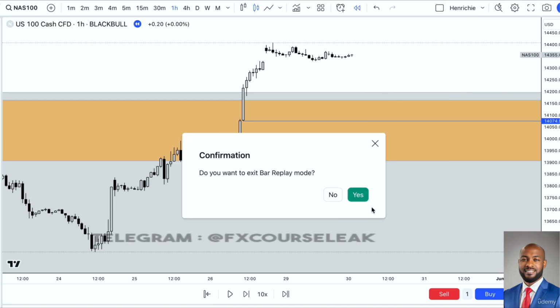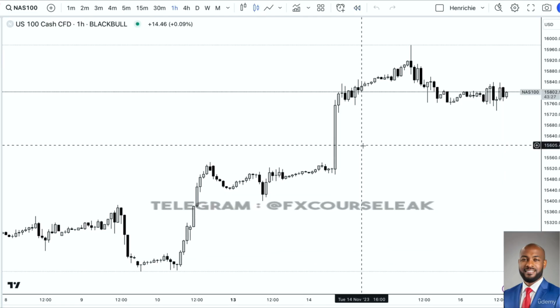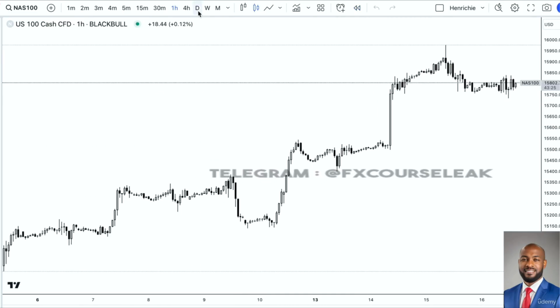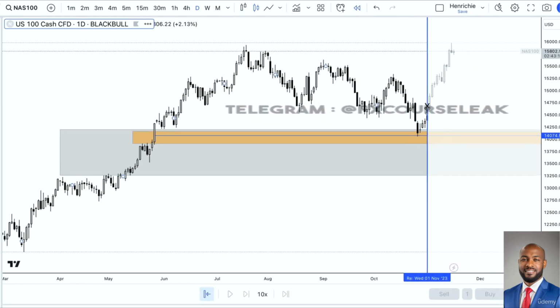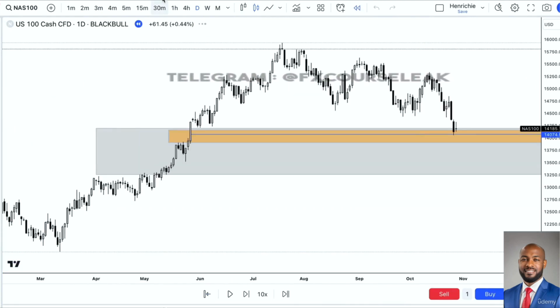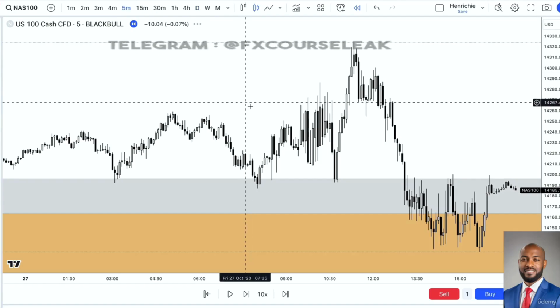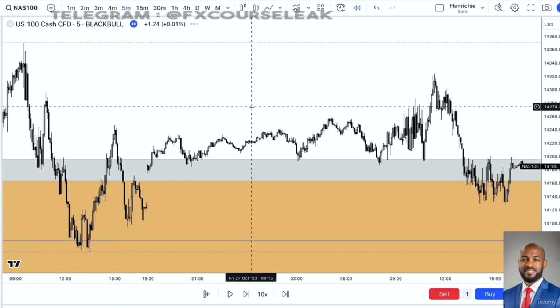So what we're going to do now is we're going to remove the replay, and now let's go to what the market has done right there. So we're going to take the replay right down to this area to show you the shift in market structure. So what we're going to be working with is the 5 minutes.